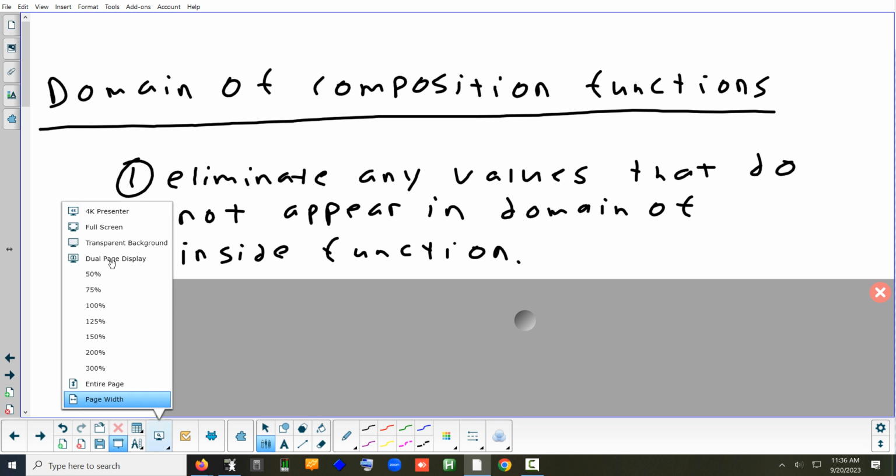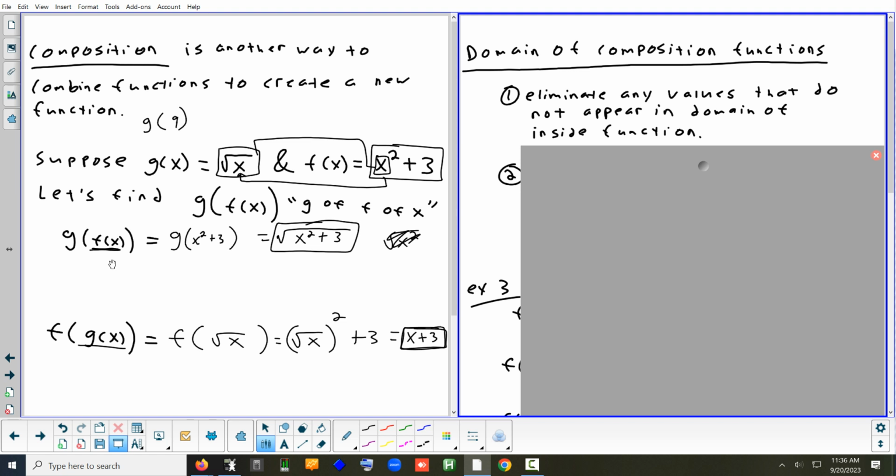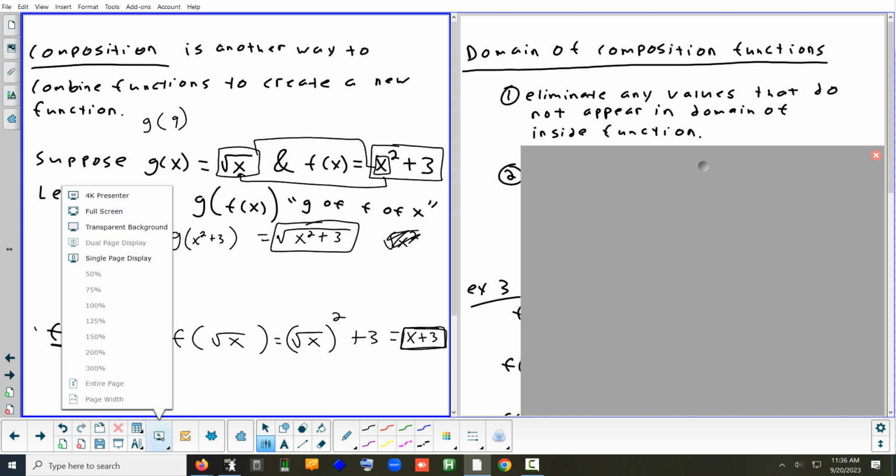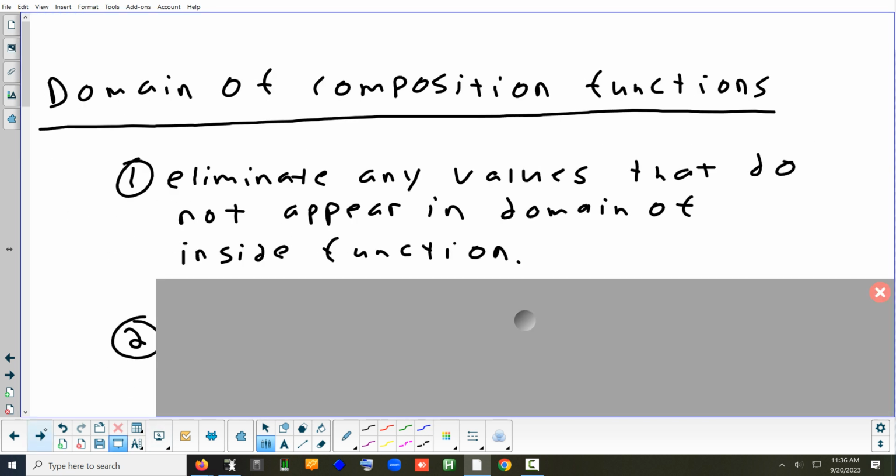Okay, what do I mean by inside function? When you do a composition, there's an inside function and there's an outside function. The inside function is the one that's inside parentheses. The outside function is the one that has the letter in front. Okay, that's the outside. So you start with your inside function, and you get rid of any values that wouldn't be in the domain of that. So what are you looking for? Two things. You're looking for any square roots, and you're looking for divide by 0 in the inside function.